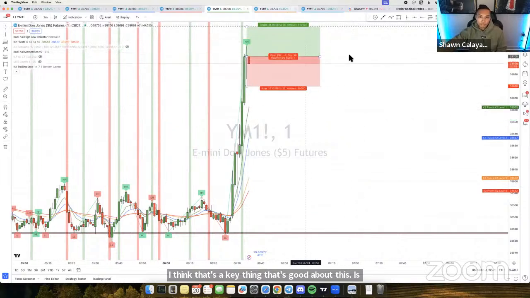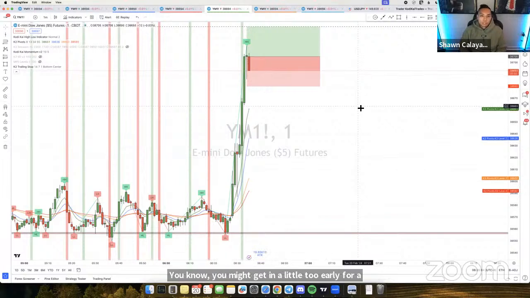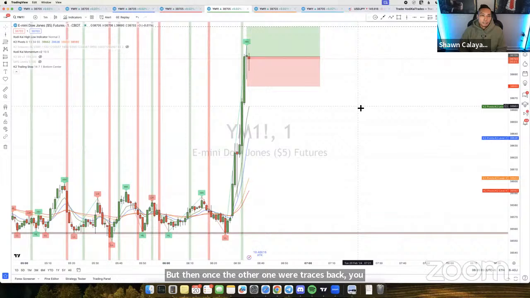You might get in a little too early for a certain entry, you might get in a little too early for the other one, but then once the other one retraces back, you probably have a second opportunity to get in, and it'll typically balance it out. So it kind of lessens the stress of taking just one trade a day.